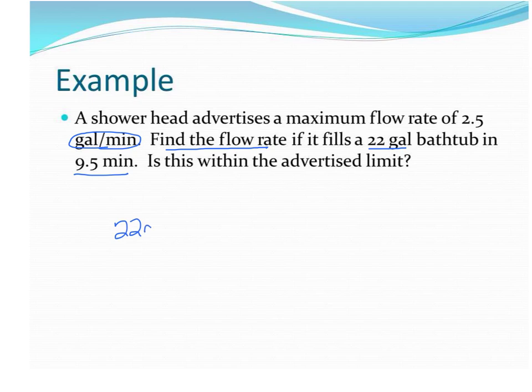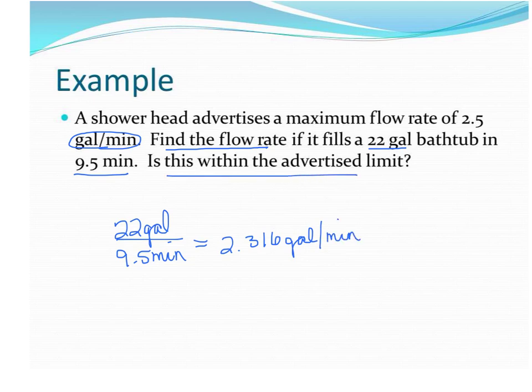So 22 gallons per 9.5 minutes. So how many gallons per minute is that? We do 22 divided by 9.5. We get 2.316 gallons per minute. Is that within the advertised flow rate? It is. Since it had said it has a maximum of 2.5, it could have dribbled out at 0.1 gallons per minute, and it would have been within that advertised flow rate. So, yes, it was.